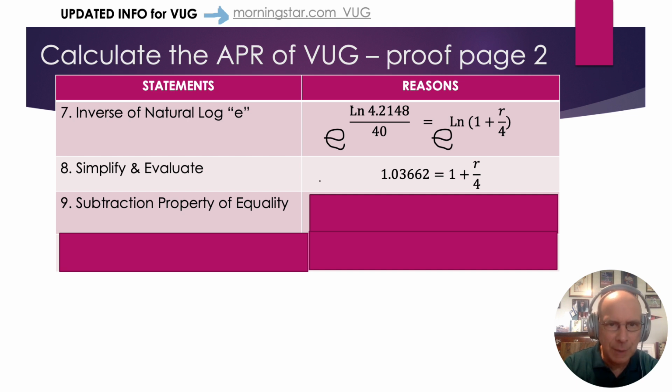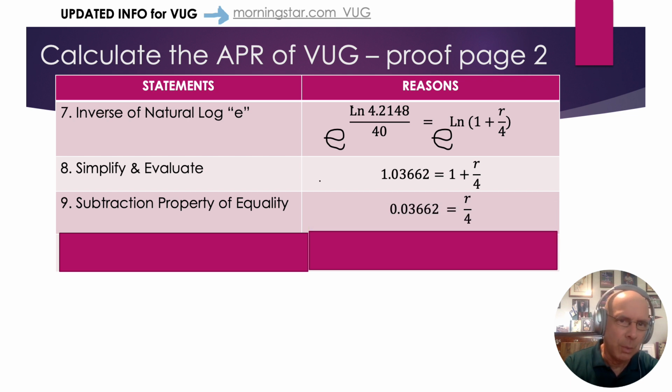And I have this to 5 decimal places. Sometimes the more decimal places you have, the more accurate your answer can be. But you don't really need more than 4 decimal places, but it depends upon what your decimal looks like. And then when you subtract 1, you get the decimal of 0.03662 equal to r over 4.